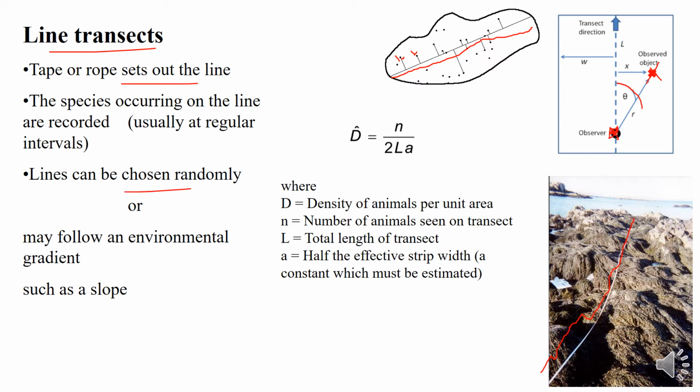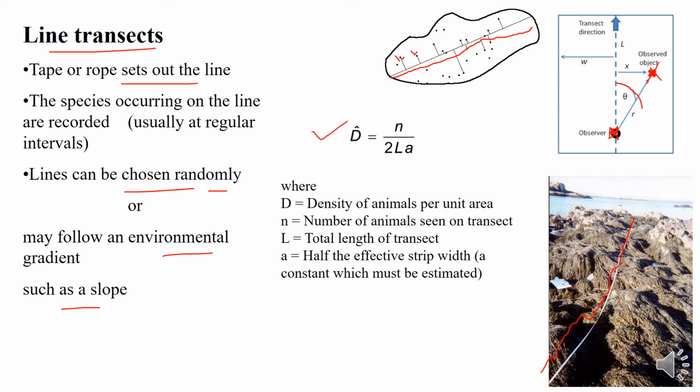So the line can be chosen randomly, or from the environmental gradient, or as a slope. These are the different techniques for choosing which line. Okay, so density you can easily estimate from this line transect.